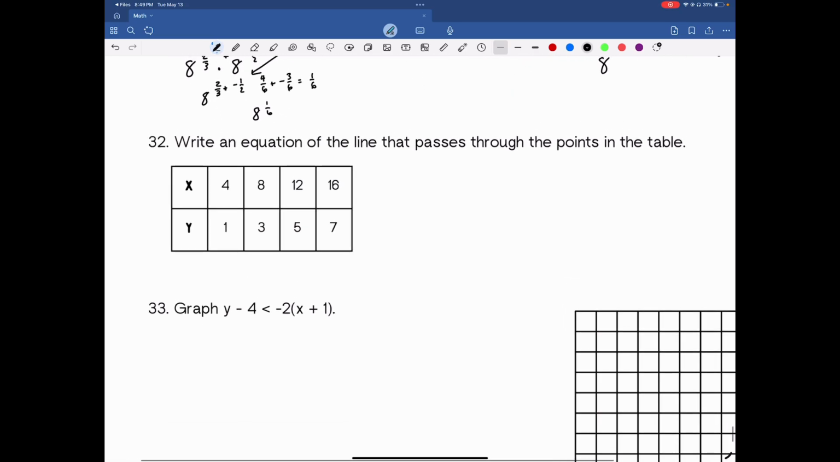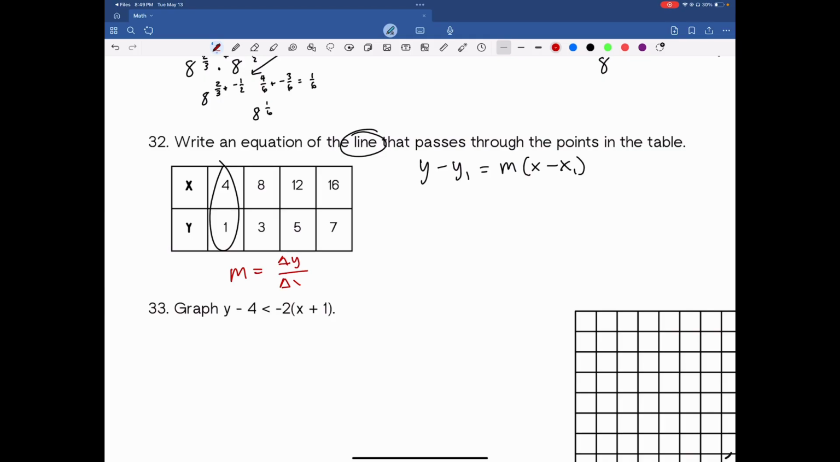All right, equation of a line that passes through the points in the table. So equation of a line, we want to use y minus y1 equals the slope times x minus x1. You can get that from your reference sheet. So we need to know the slope and we need to know a point. So I'm just going to pick this point and I'm going to get the slope from looking at, remember, slope is the change in the y divided by the change in the x.